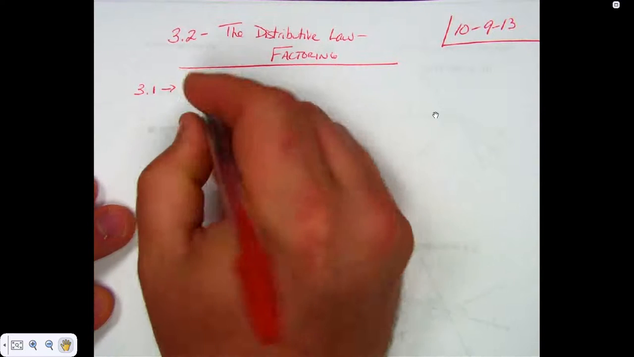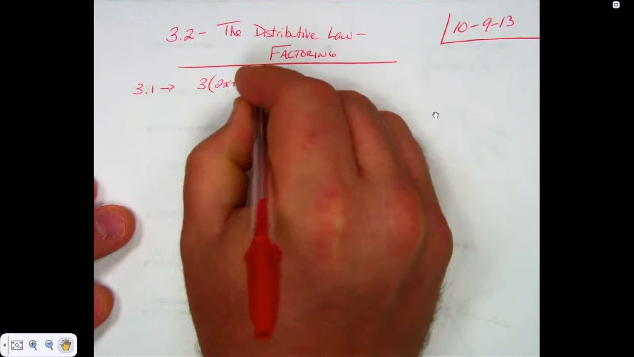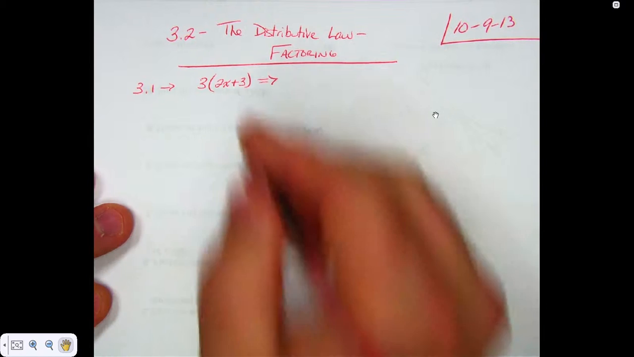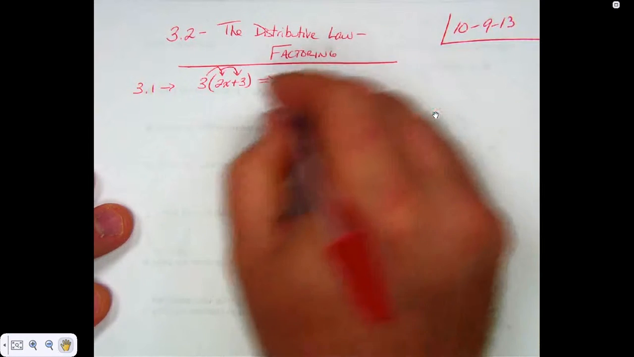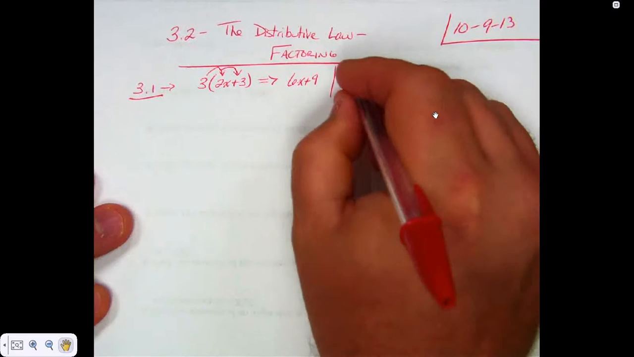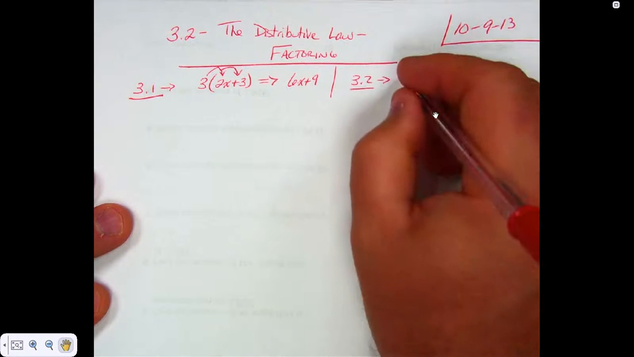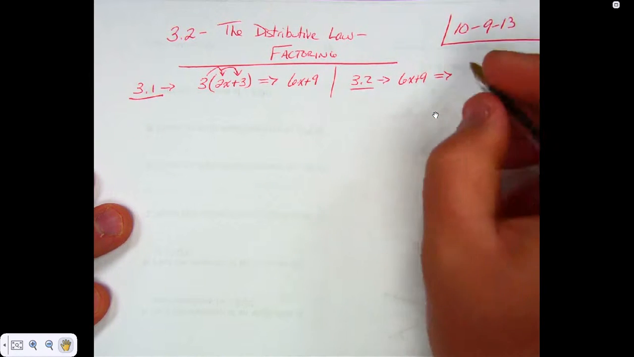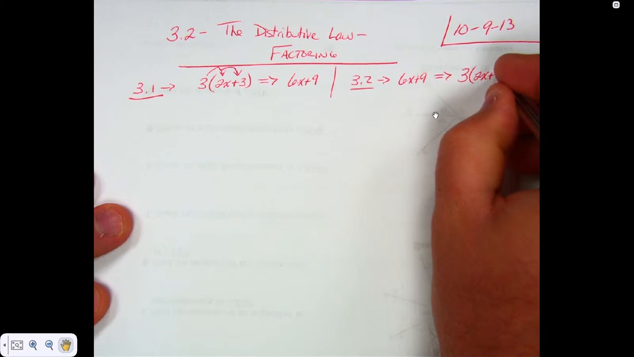In 3.1, we did a problem like this: 3 times 2x plus 3. What do we get as an answer? What did we do? 3 times 2x. We multiplied through, right? We got an answer of 6x plus 9. This is what we did in 3.1. In 3.2, we're going to do just the opposite. We're going to start with 6x plus 9, and I'm going to have you factor that into 3 times 2x plus 3.